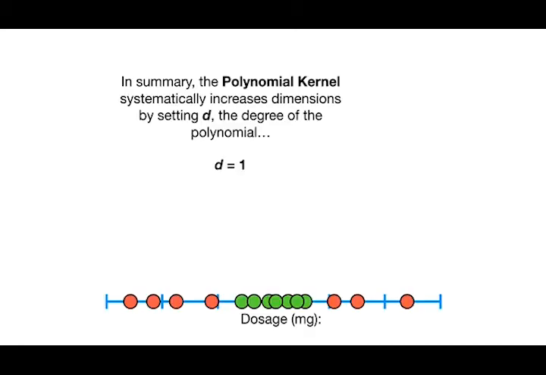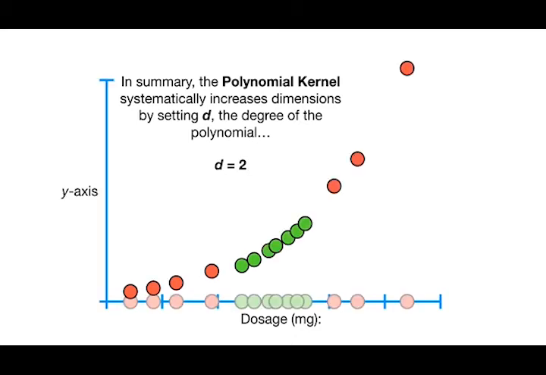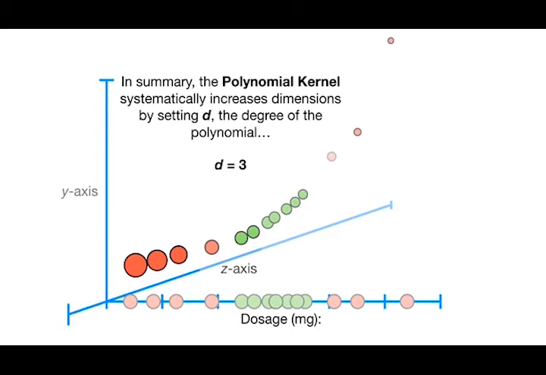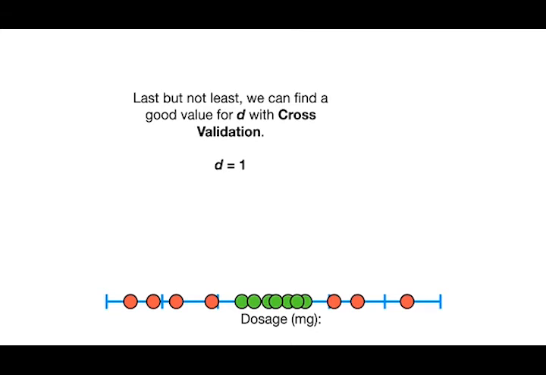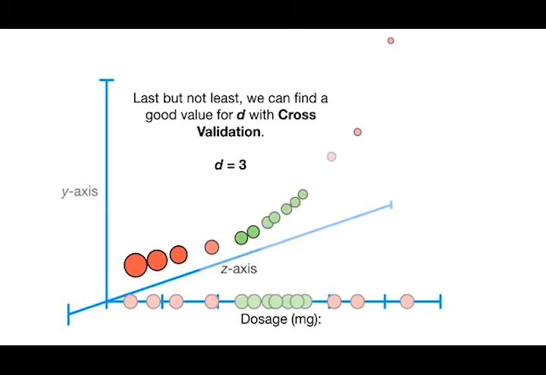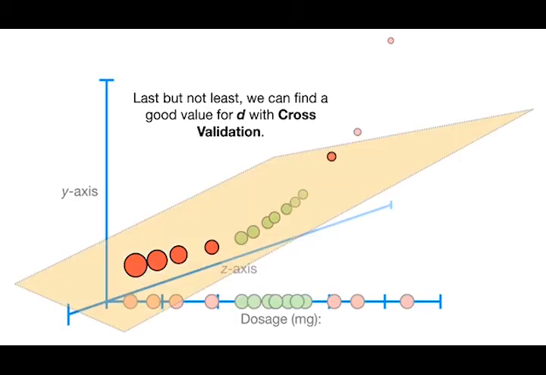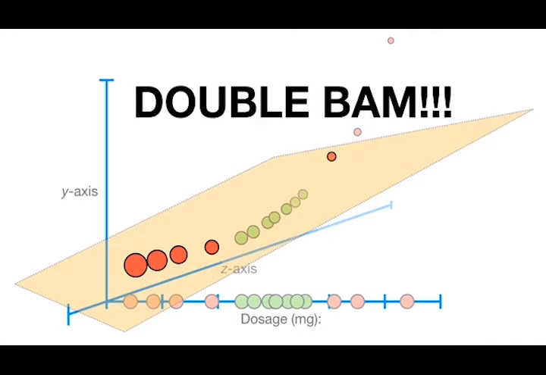In summary, the polynomial kernel systematically increases dimensions by setting d, the degree of the polynomial. And the relationships between each pair of observations are used to find a support vector classifier. Last but not least, we can find a good value for d with cross-validation. Double bam!